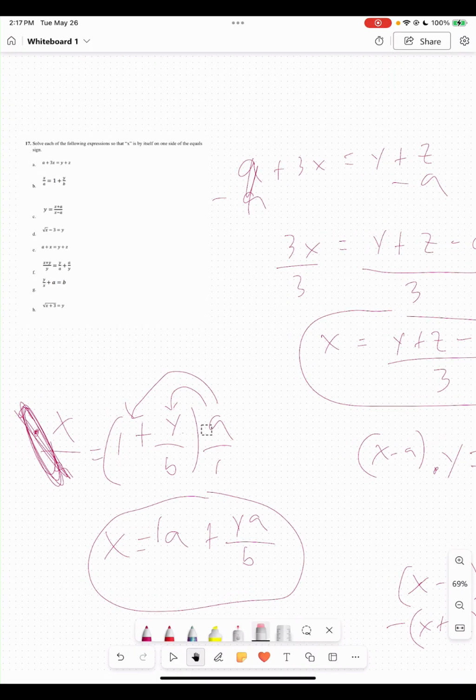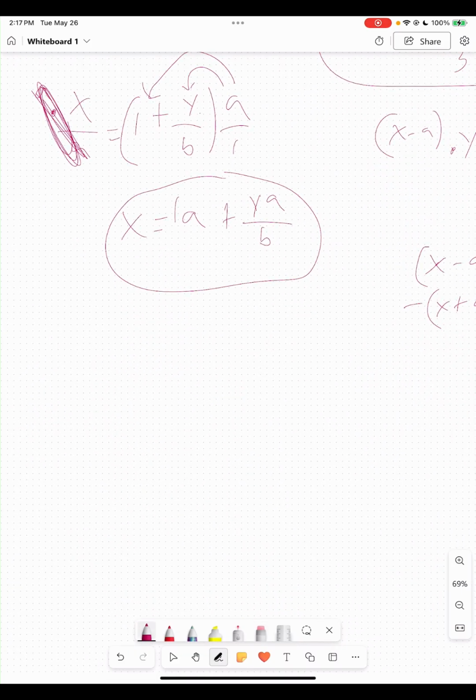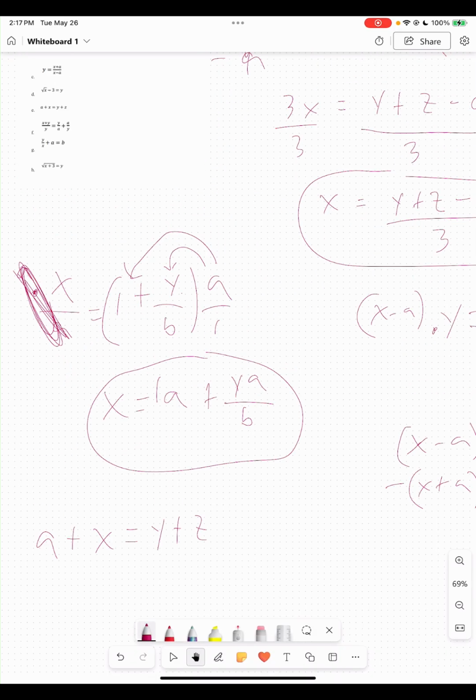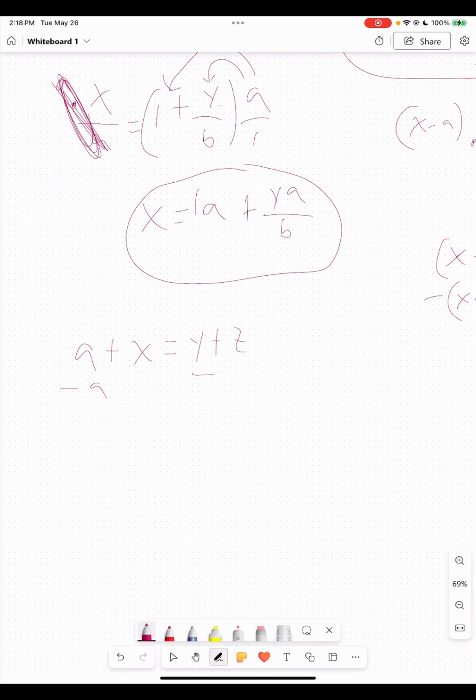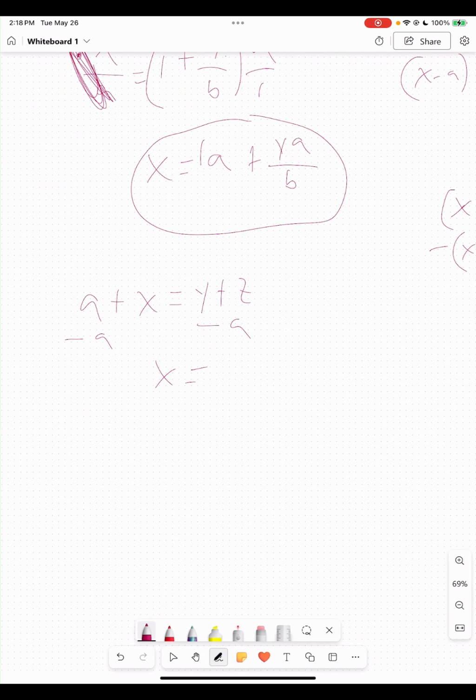A plus x equals y plus z. That's an easy one. Right, I want x by itself. Just subtract a from both sides. x equals y plus z minus a. Easy.